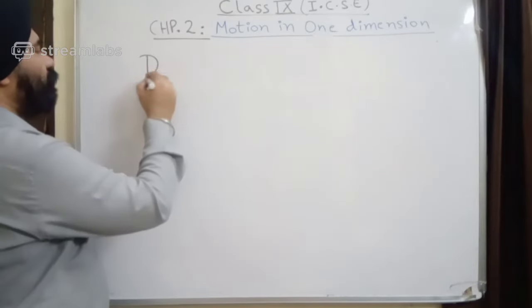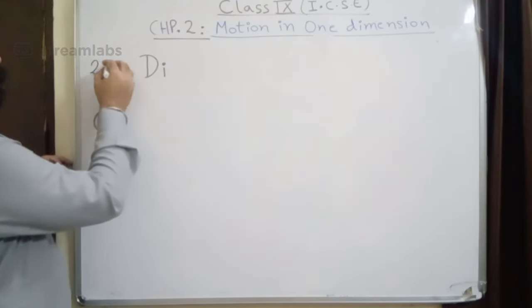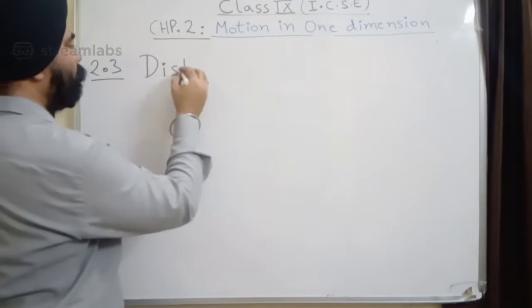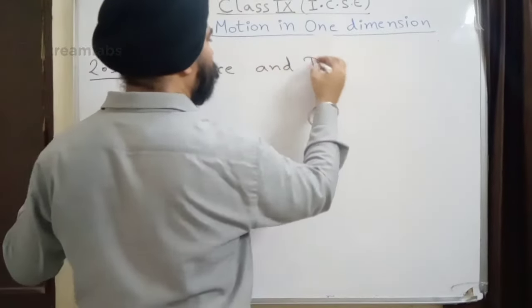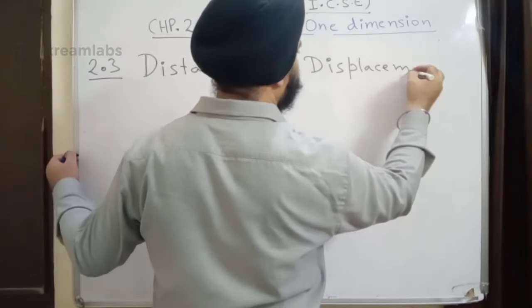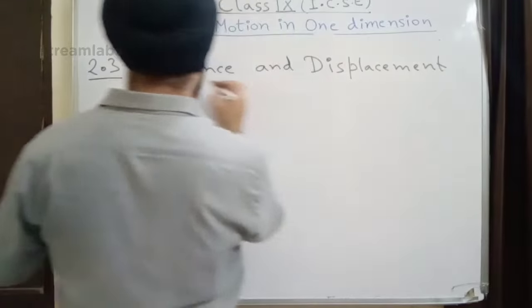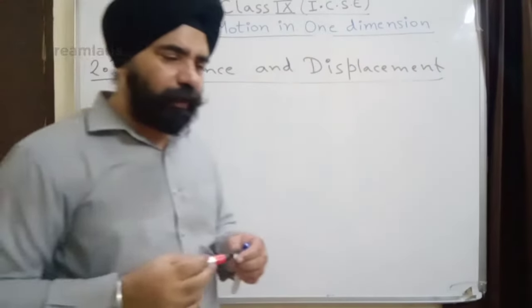Now I'll be talking about distance and displacement. This is 2.3. Now this is a scalar vector pair. I've already told you. One is scalar.